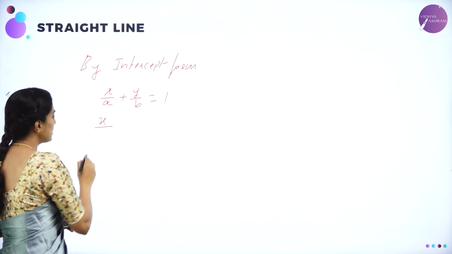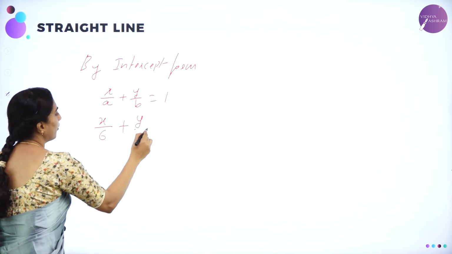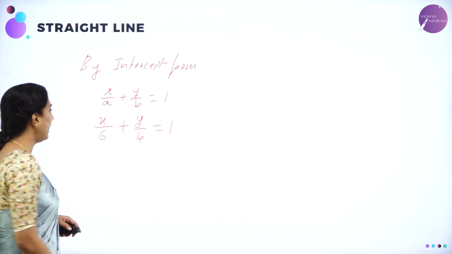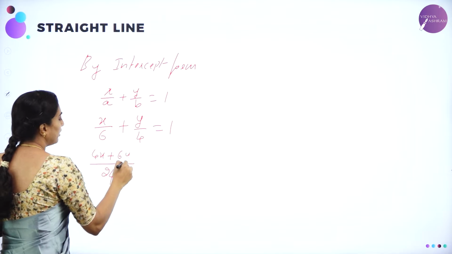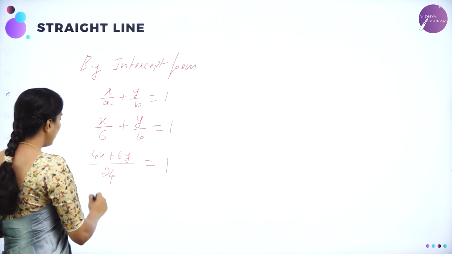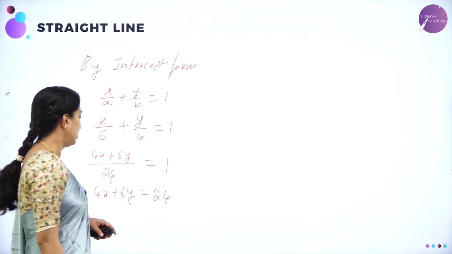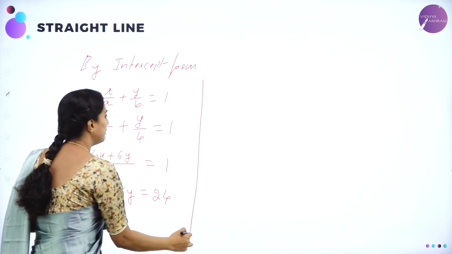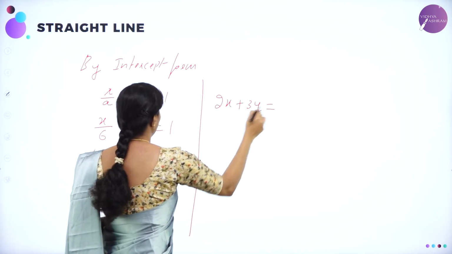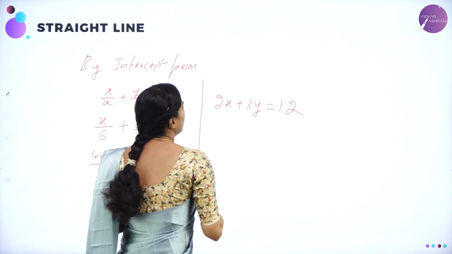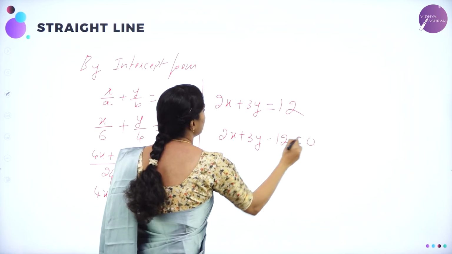X divided by a, just now we have found the value is 6, plus y divided by b, the value is 4, which will be 1. You can take the LCM, which is 24. So 4x plus 6y is equal to 24. Now you can divide throughout by 2, which gives 2x plus 3y is equal to 12. Otherwise, 2x plus 3y minus 12 equal to 0.